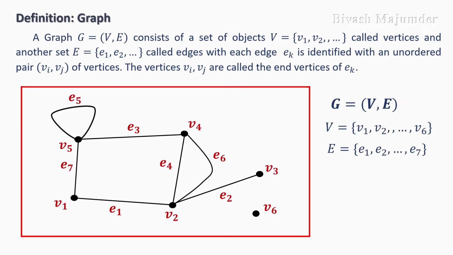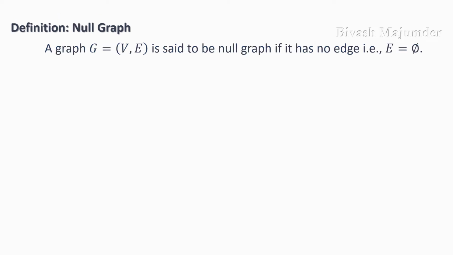In this picture, you can see the vertices V1, V2, V3, etc. and the edges E1, E2, E3, etc. Now we have to know the basic definitions. First, we look into the null graph.